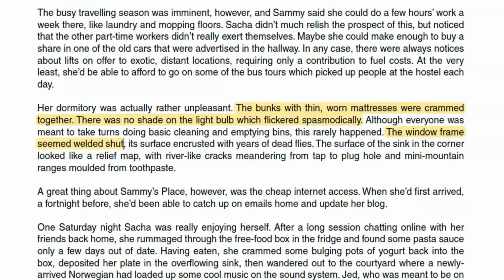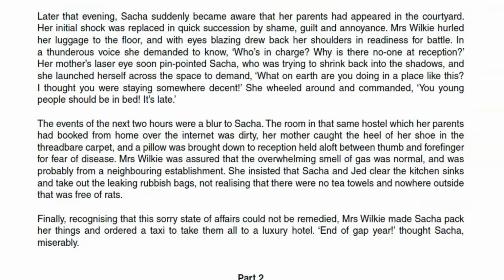Then we have the fact that the surfaces were encrusted with years of dead flies. That's our fourth idea, the concern being just how unsanitary the hostel is. And of course, a little bit later on, we've got this overwhelming smell of gas.